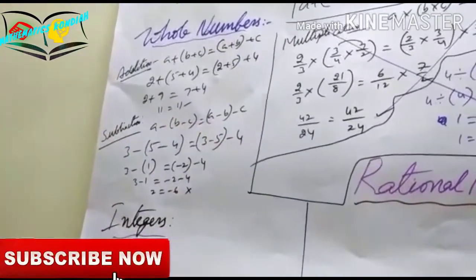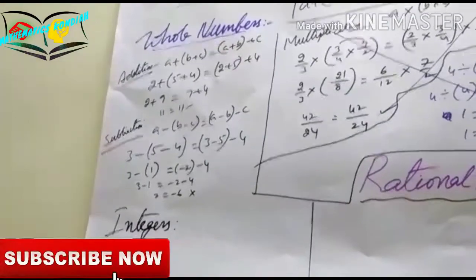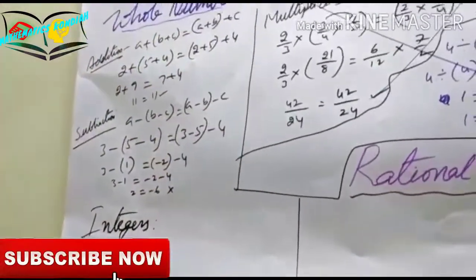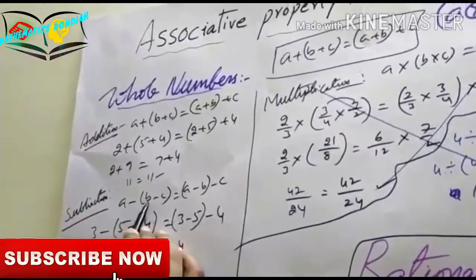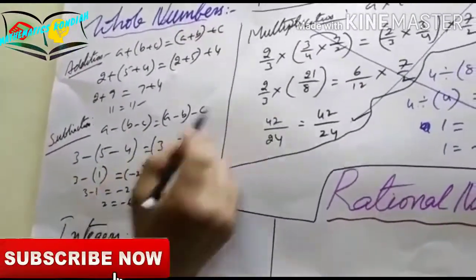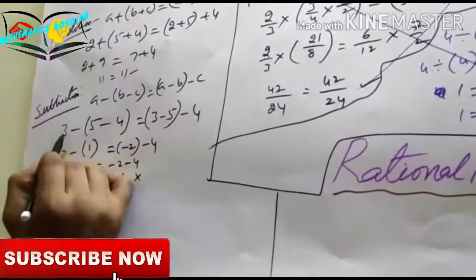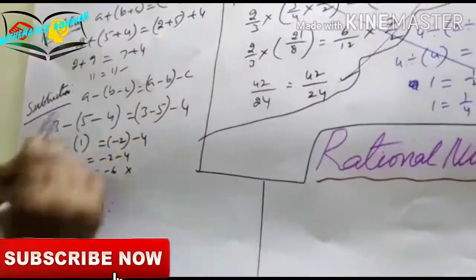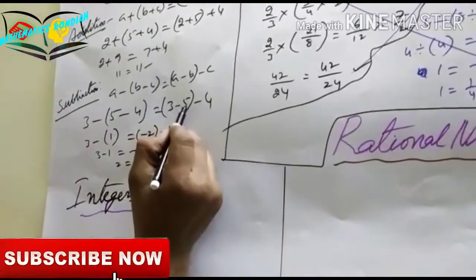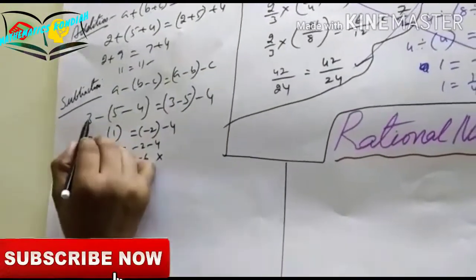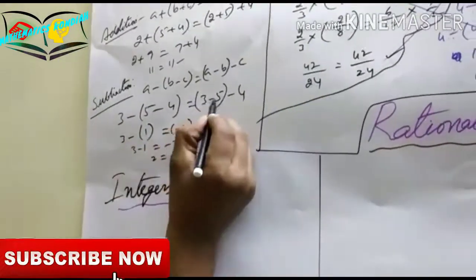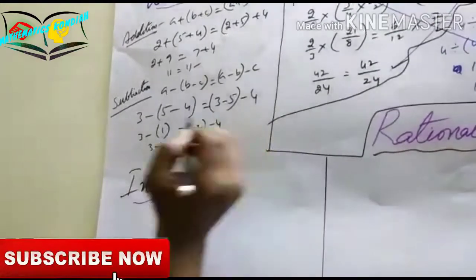Okay, right. Go to subtraction. Actually, there are no negative values in the whole numbers. Okay, right. See, (a - b) - c should be equal to a - (b - c). Replace a with 3, b with 5, c with 4. Therefore, (3 - 5) - 4 is equal to 3 - (5 - 4).